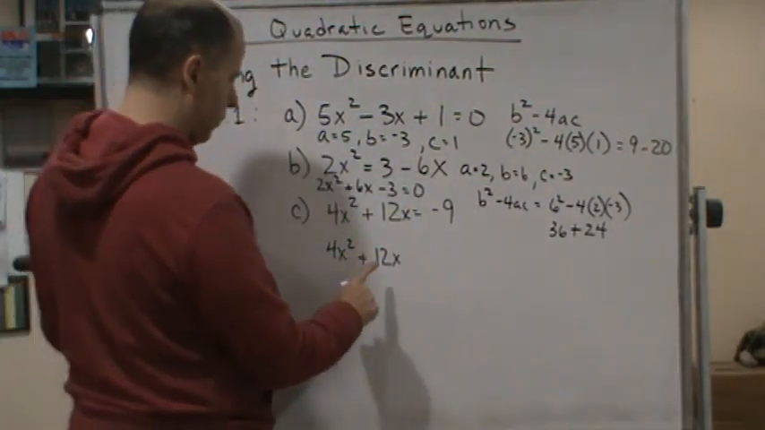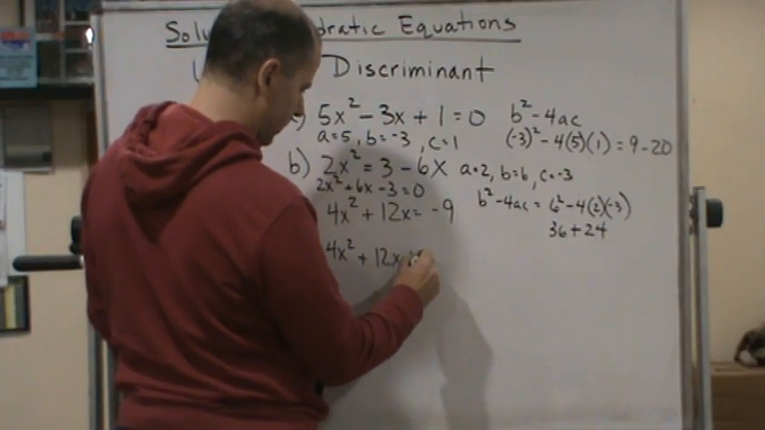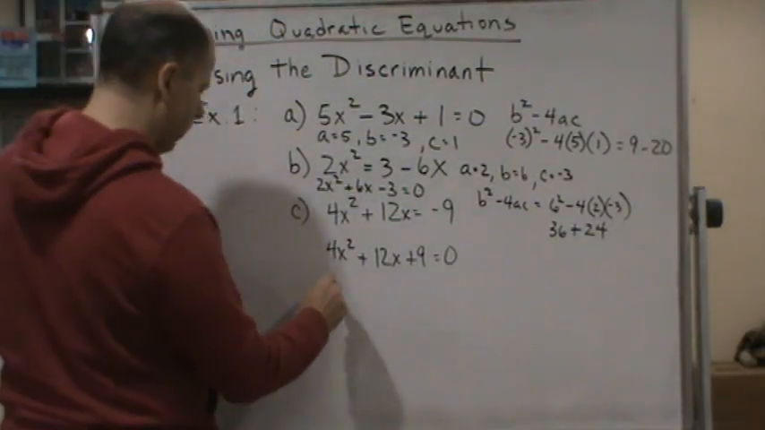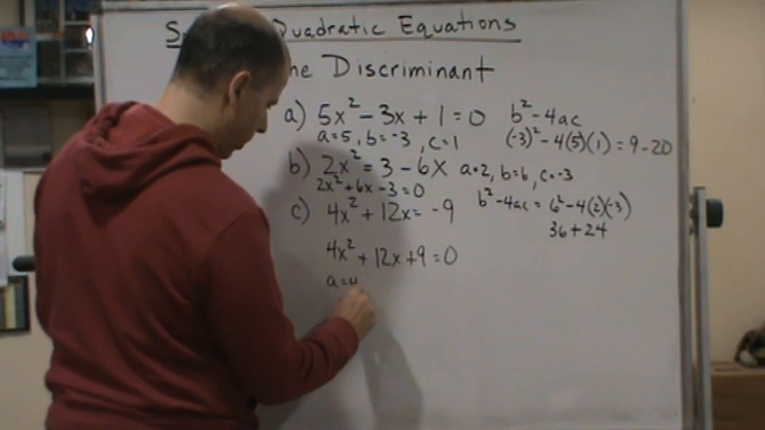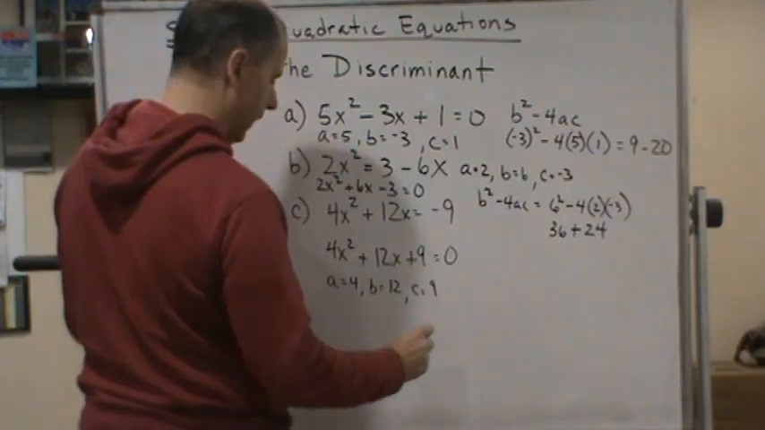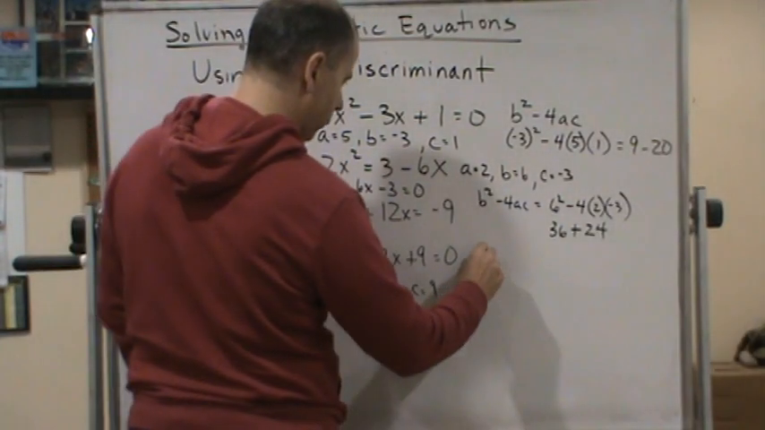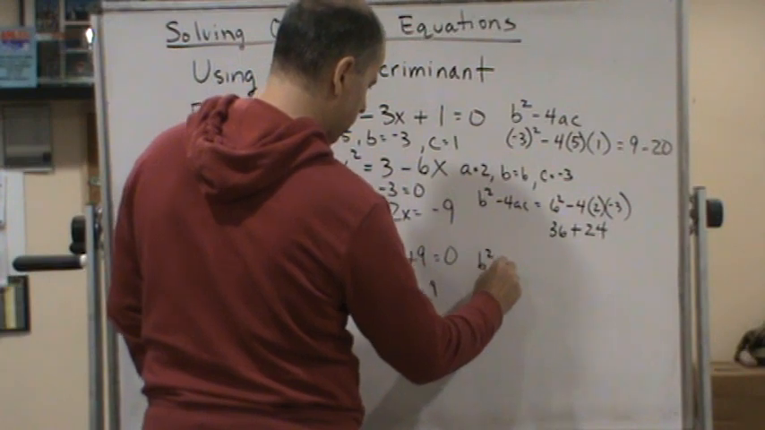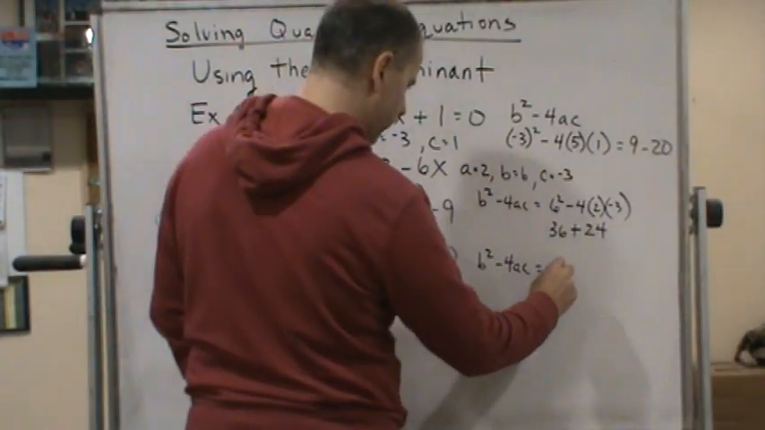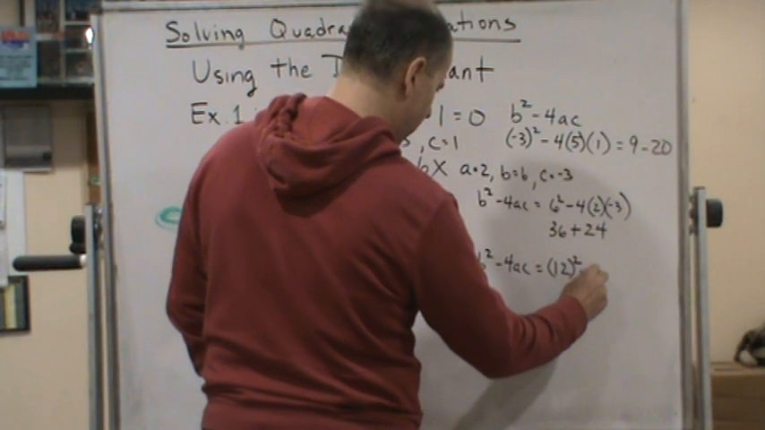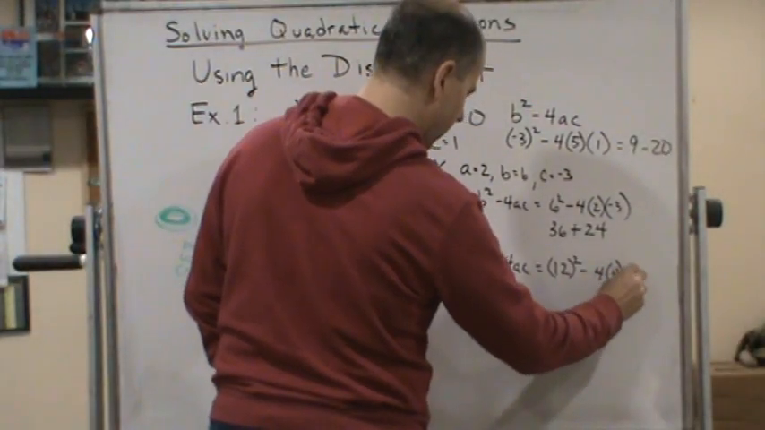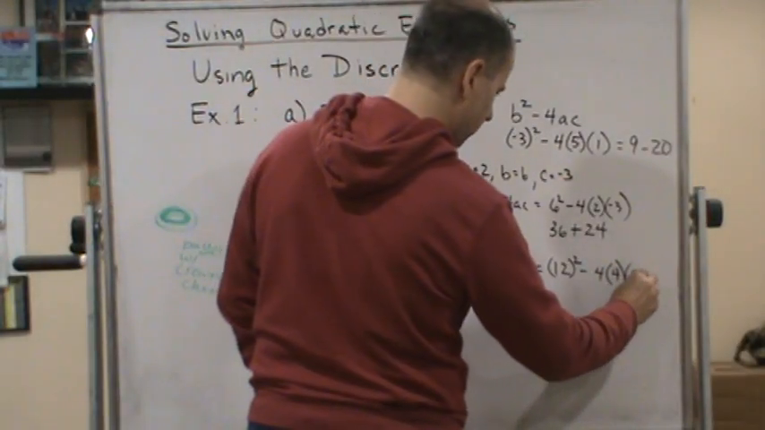And now I'm going to add 9 to both sides, so that's going to give me plus 9 is equal to 0. Okay. Now I know my A, B, and C. A is equal to 4. B is equal to 12. C is equal to 9. And again, if I do my discriminant, b squared minus 4ac, and I just plug in my values, b is 12, so 12 squared minus 4 times a, which is 4, times c, which is 9, right?